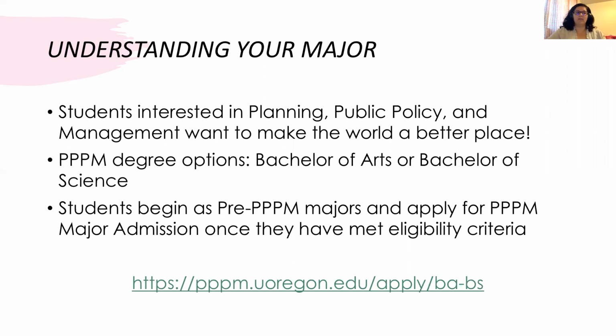Students do begin as pre-3PM majors. If you have not declared a pre-3PM major but want to, I will show you how to do that in this module. If you're currently a pre-3PM major, then great. You've done all you need to do to work towards a pre-3PM program. You then apply for 3PM major admission once you've met the eligibility criteria, which is actually listed and explained on the website, which I'll be showing you right now.